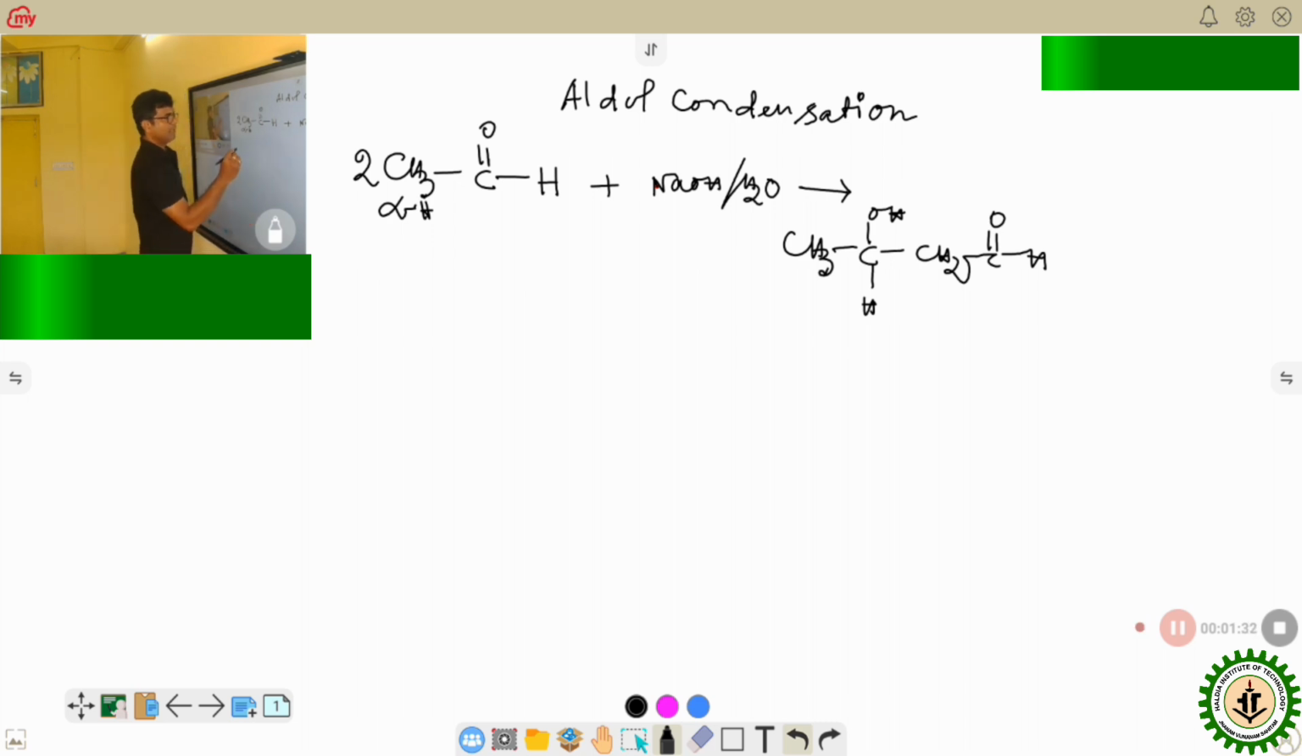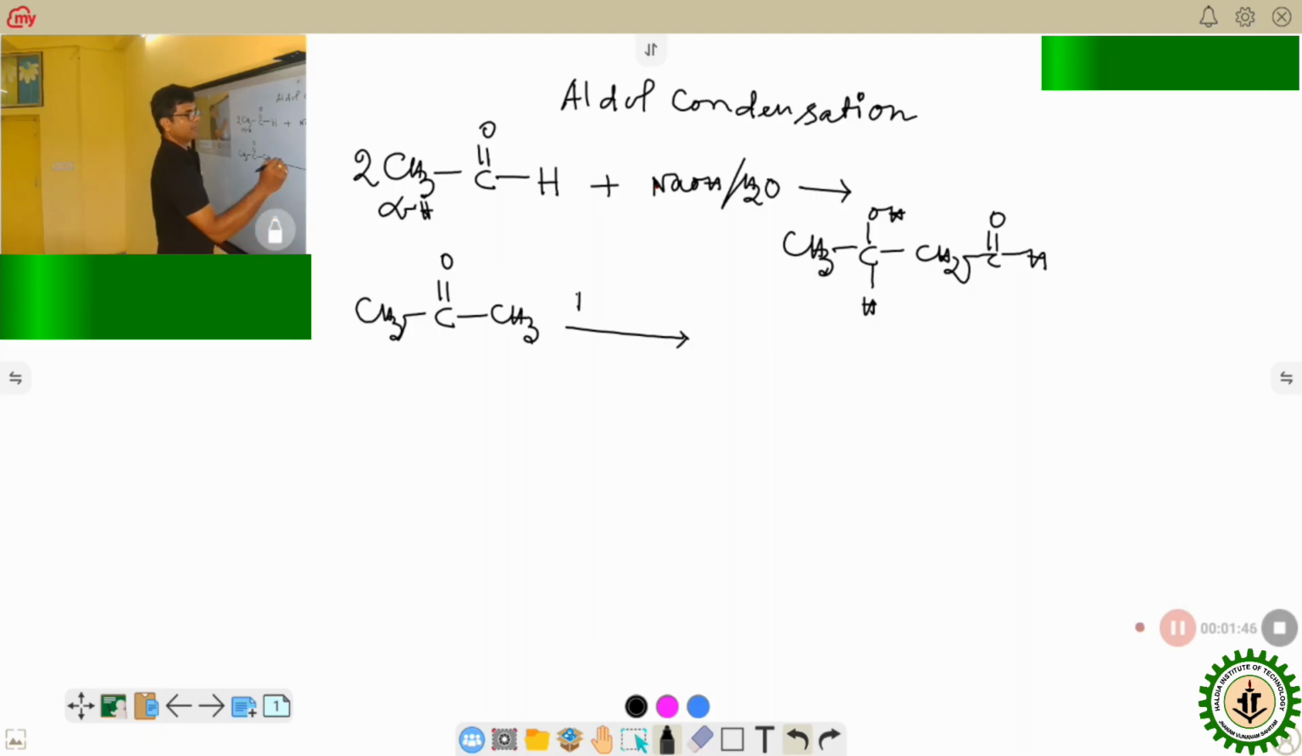Now, if I take a ketone, here barium hydroxide, baryta, will be used. So special kind of apparatus will be used in this case because ketone is less reactive than aldehyde. So special type of apparatus will be used, that is Soxhlet apparatus. Now the product will be here beta hydroxy ketone.